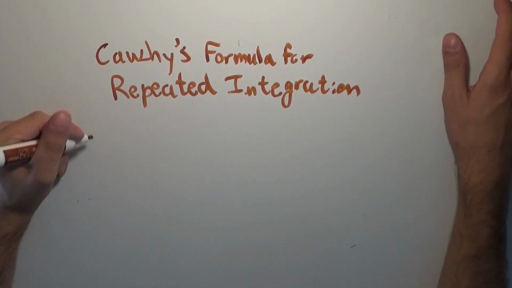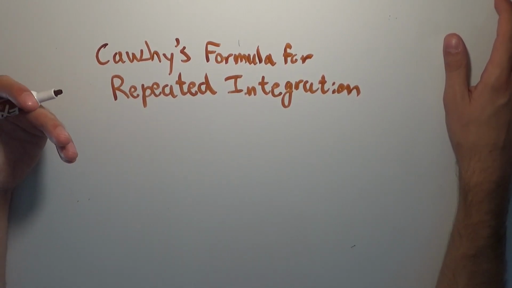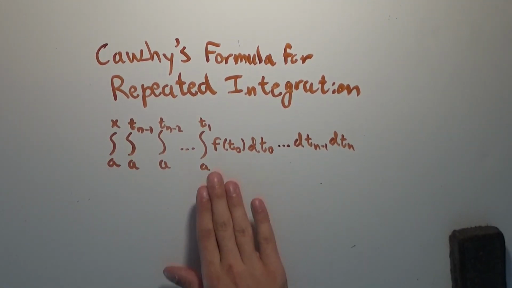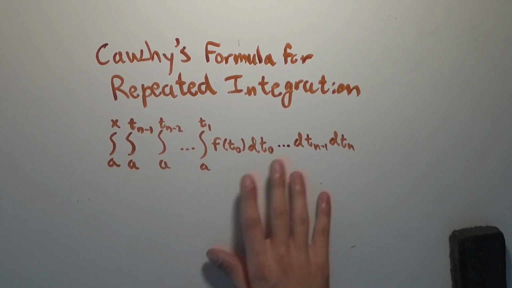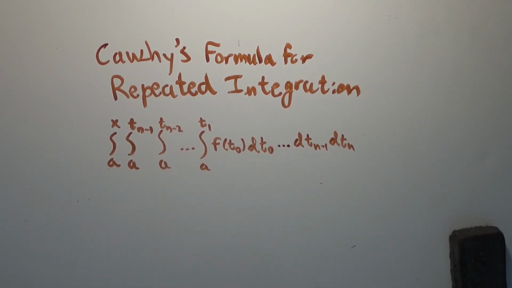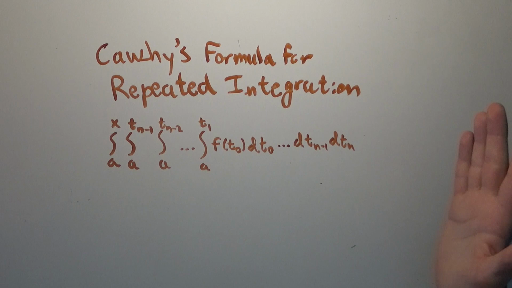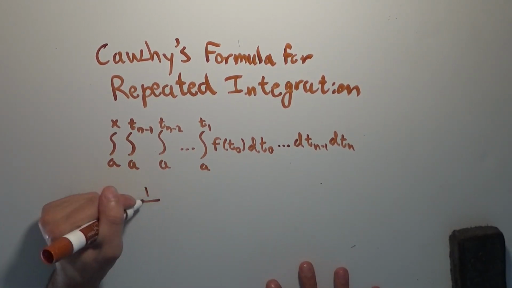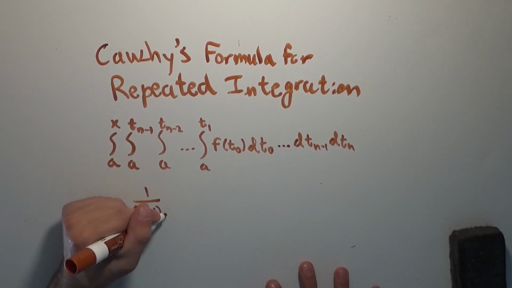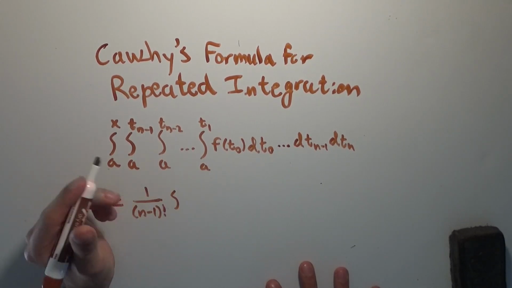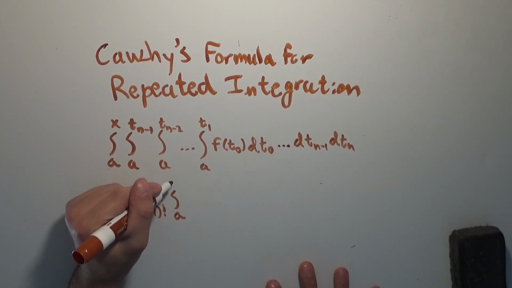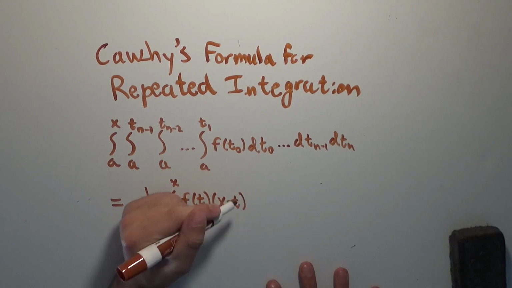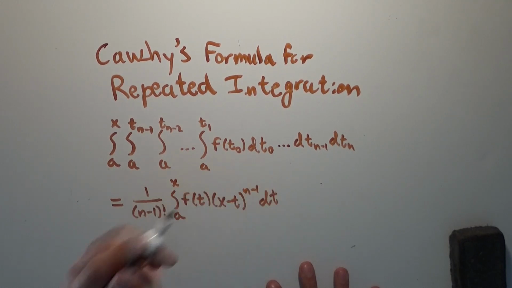It is a true fact that if you take n integrals of a function, from a to t1 and then a to t2, where all the tk's and the tn's are the variables of integration, this can be telescoped down into one single integral, which is simply 1 over (n minus 1) factorial times the integral from a to x of f of t times (x minus t) to the power of n minus 1 dt.